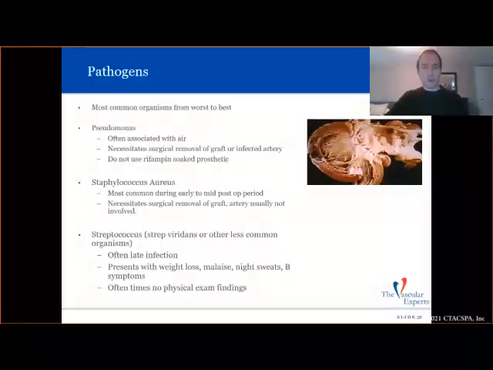Staph aureus is most common, Pseudomonas most virulent. Streptococcus usually presents really late, and they have just weight loss, malnutrition, malaise, and then eventually you see they have an infection.